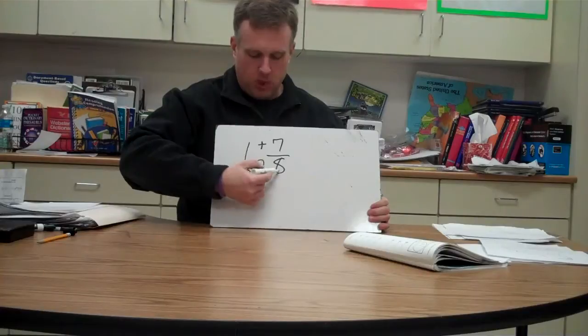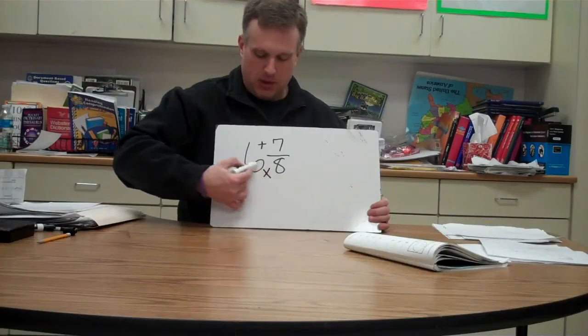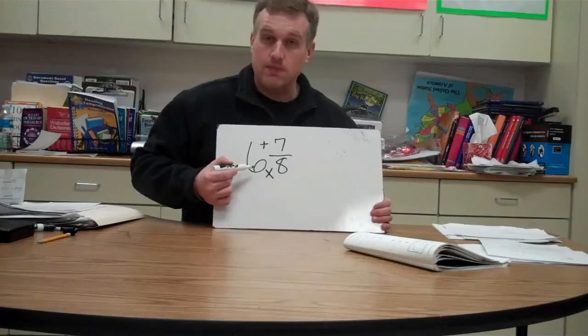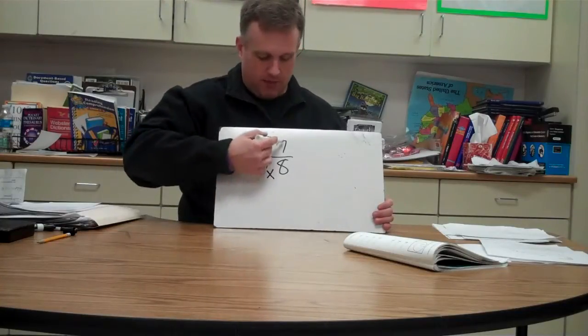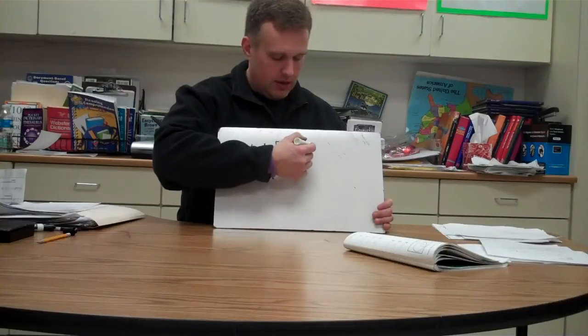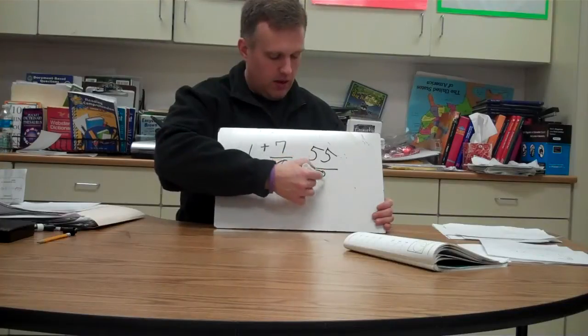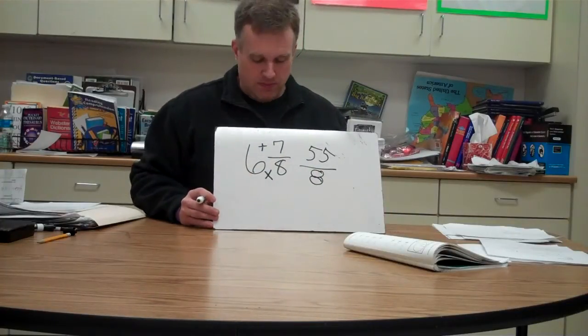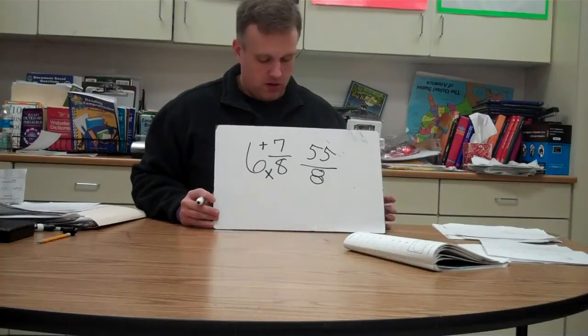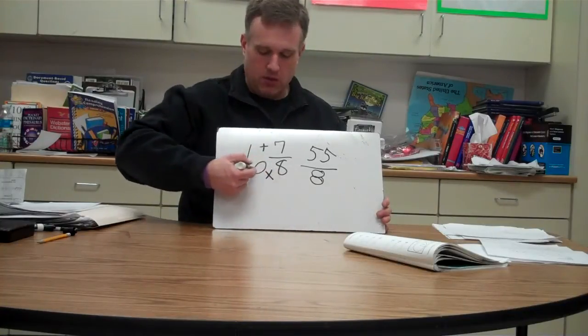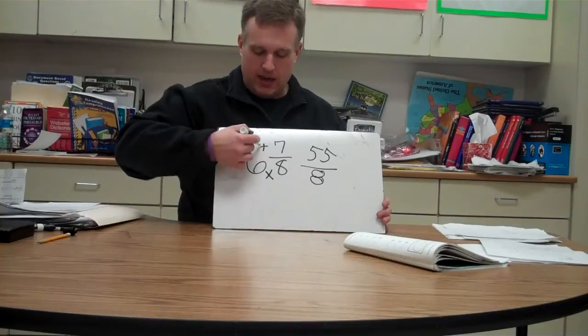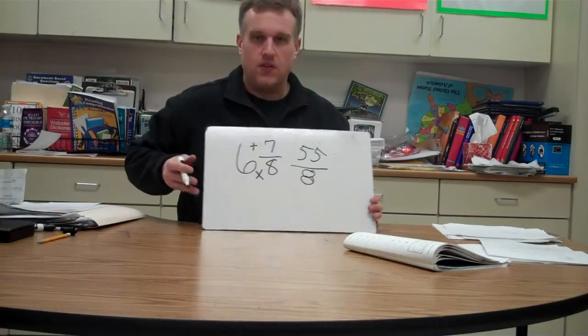Do the next one. 6 and 7/8. Multiply 6 times 8. My denominator times the whole number. 6 times 8, which is 48. Plus 7. 48 plus 7 is 55. And then 55/8. Okay? So again, all I'm doing is multiplying these two numbers. Get my answer, 48. Then I add 48 plus 7, which is 55.